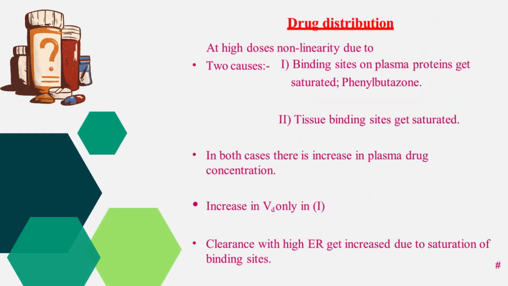Second one, drug distribution. At high doses, non-linearity occurs due to two causes. 1. Binding sites on plasma proteins get saturated, for example phenylbutazone. In both cases, there is an increase in plasma drug concentration. Increase in Vd occurs only in the first. Clearance of drugs with high extraction ratio gets increased due to saturation of binding sites.